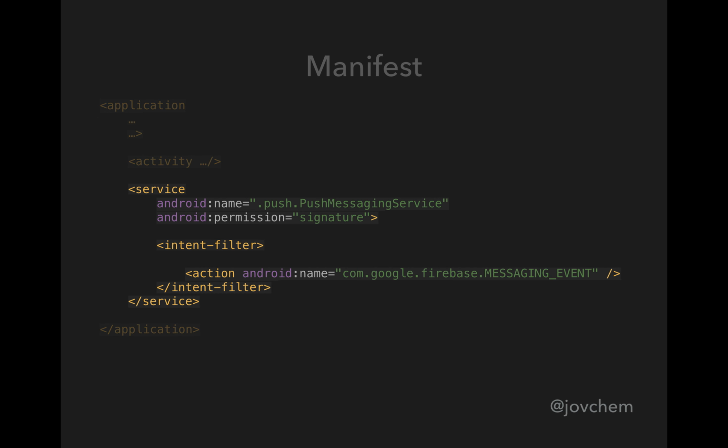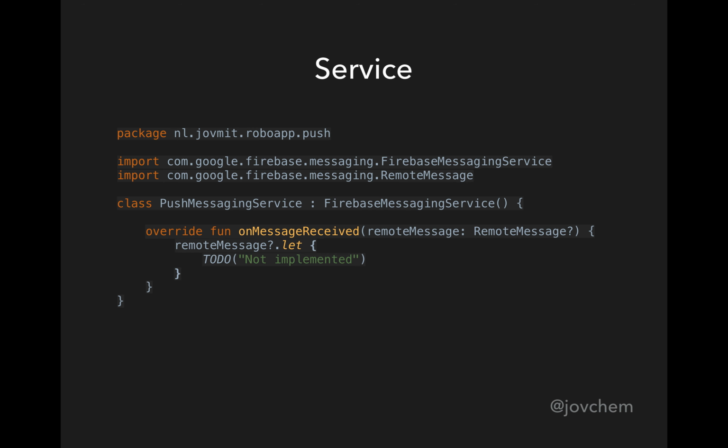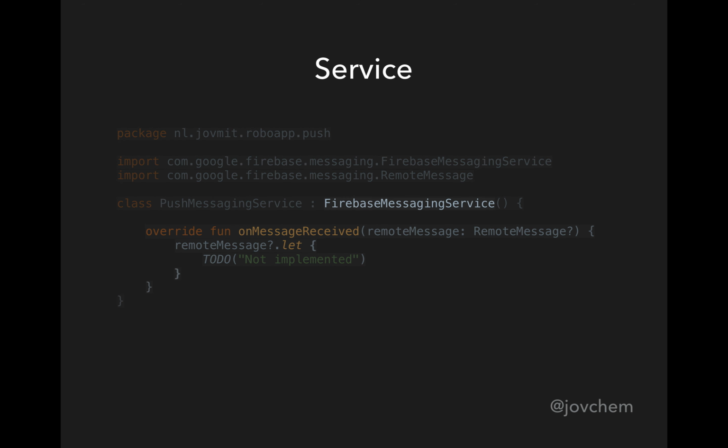So next, in the Android manifest, we have to define a service. Basically, we have to define a path of a class which extends the messaging service which belongs to that package that we put the dependency in the build script. And here is an example of how that service looks like. So the key point is to extend the Firebase messaging service and then override the onMessageReceived function.